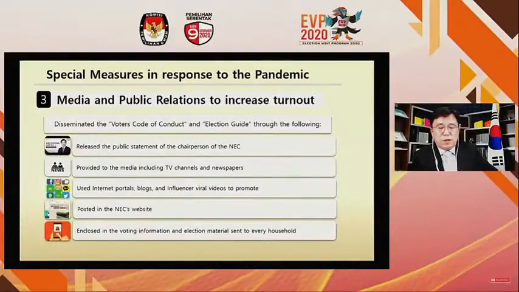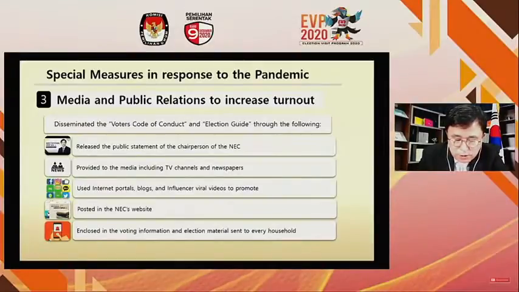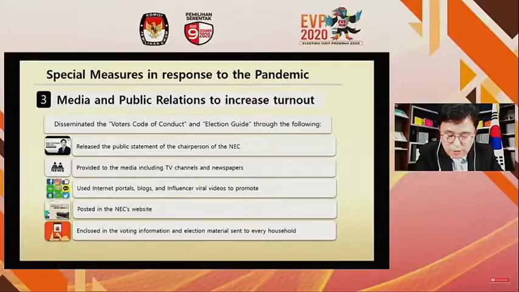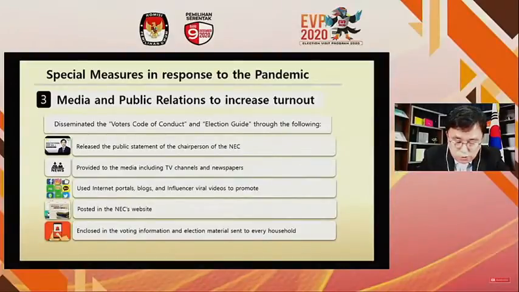Next, please. The NEC made a systematic approach for media and public relations to increase voter turnout. Most importantly, we needed to deliver the message contained in the voter code of conduct and the election guide for the electorate to be well informed of the fact that the polling station would be safe, given all the measures we put in place. First of all, the chairperson of the NEC made a public statement addressing the concerns of the public and calling for their participation.